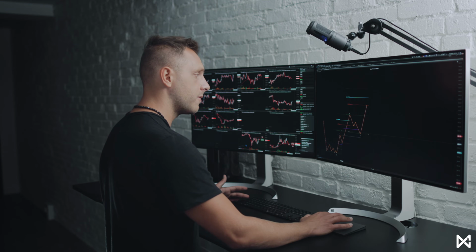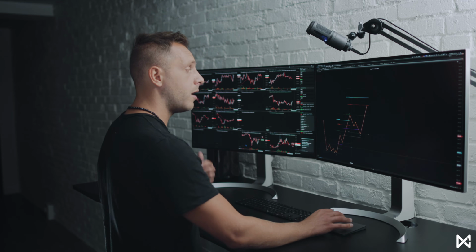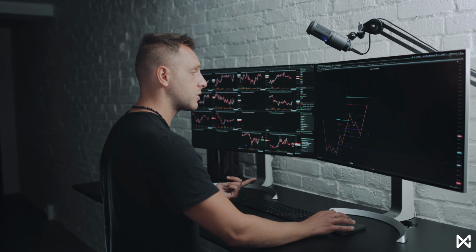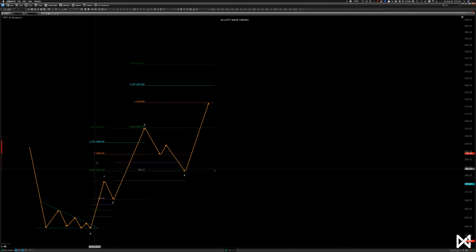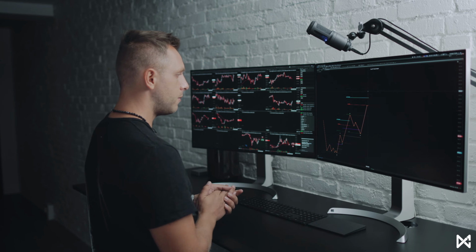Best target for wave 3, because it's the largest wave out of them all, a lot of times becomes a 1.272 or 1.618 instead of 0.618 and 1, right? Wave 3 goes farther than 1.0, all the way up to 1.272 or 1.618. Whereas wave 5 goes either to 0.618 or 1.0 and does not continue to 1.272 or 1.618, right? That's the difference between wave 3 and wave 5. So that's it. Now we have it mapped out.